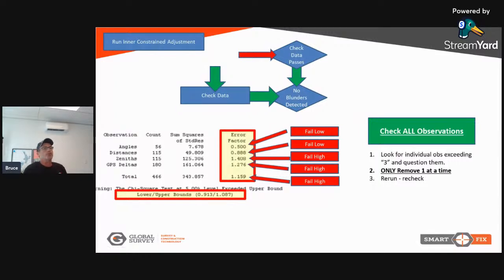You should only remove one at a time, and you rerun the process, because we can have correlated errors, and by removing one, you may find that actually improves others or highlights other errors as well. So the key is to remove only one at a time, unless you've got some naming blunders, which you can see pretty quickly, and you'll sort those all out. So check all observations and run and rerun. Meanwhile, we're still sitting in this upper loop going through our data.